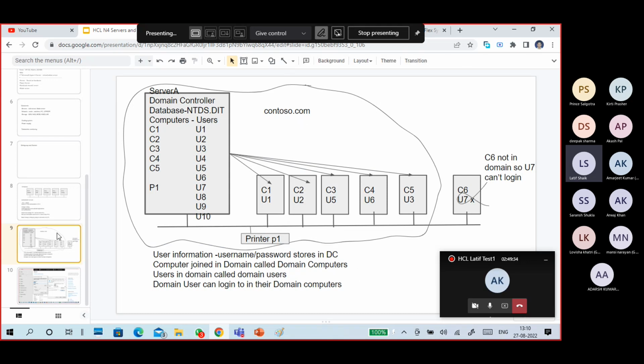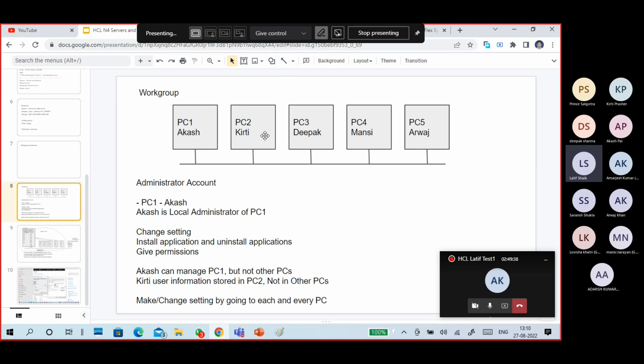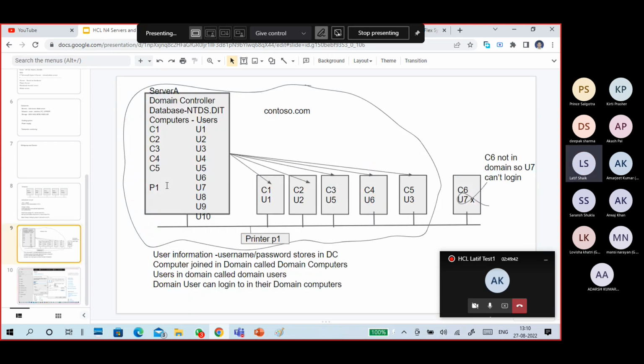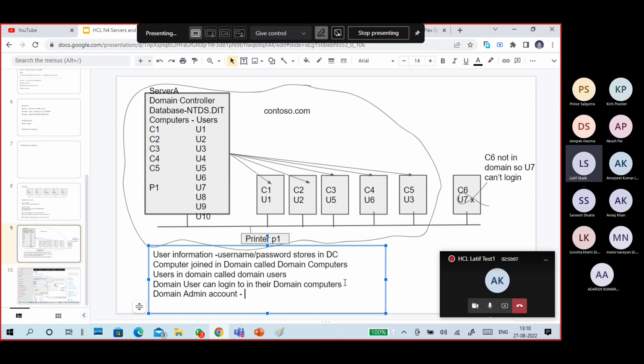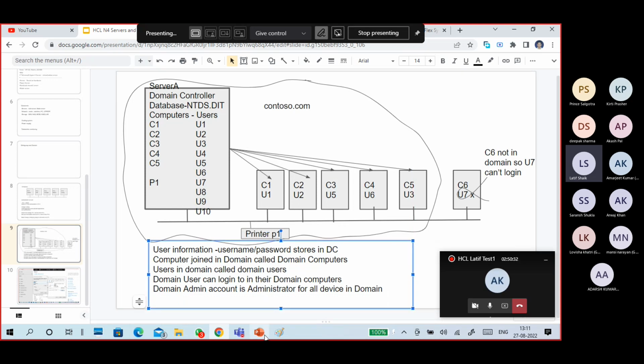Earlier, when we discussed workgroup, in the workgroup every PC had its own local administrator. But in this one, the administrator is the domain administrator only. For example, my domain admin name is DC admin. The people who belong to the domain admin account, the domain administrator, are administrators for all devices in the domain. Okay, in the domain. Again, we are going to explain this thing, guys.